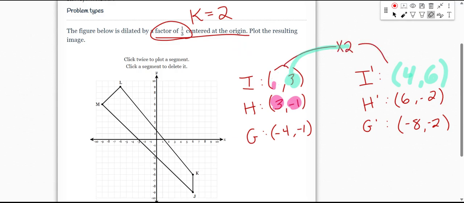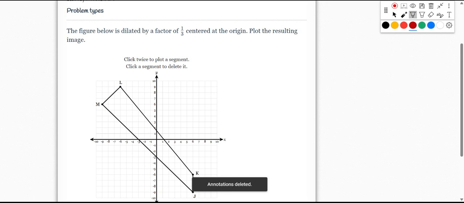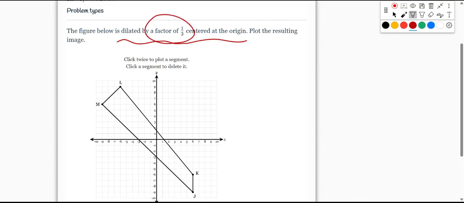And I'm not gonna graph this whole thing, but I'll just do one of the points with you for this one. So it says that the figure needs to be dilated by a factor of 1/3 centered at the origin. So if I were to dilate this by a factor of 1/3, I'd be multiplying by my scale factor 1/3. Is that going to get bigger or is that going to get smaller? The image should be getting smaller because we have a fraction that's less than 1.